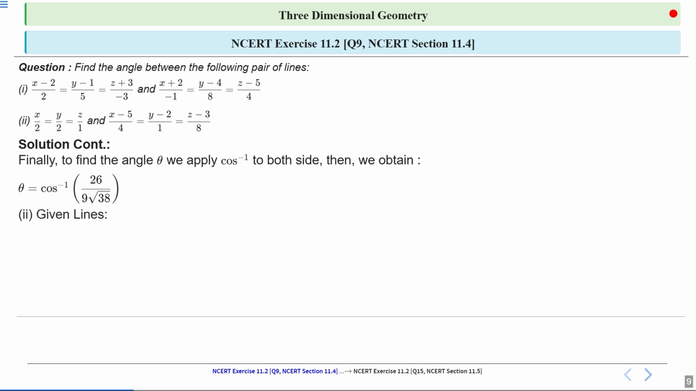Second, for the second part, the given lines are: line 1 is x upon 2 is equal to y upon 2 is equal to z upon 2, and line 2 is (x minus 5) upon 4 is equal to (y minus 5) upon 1 is equal to (z minus 3) upon 8, right?